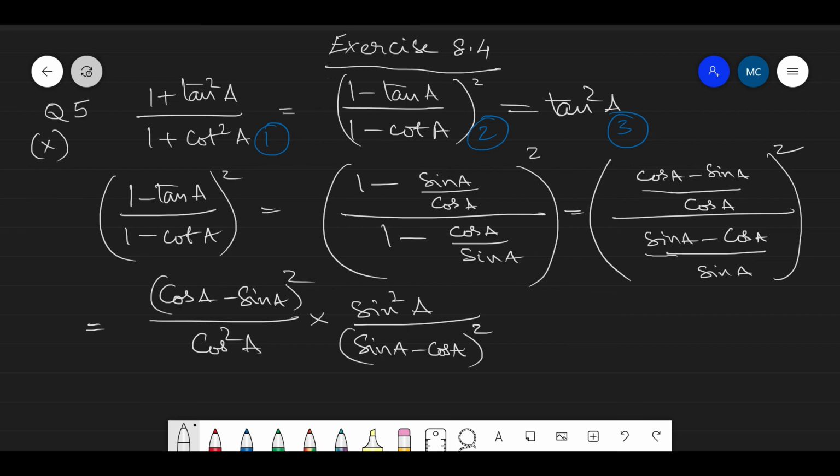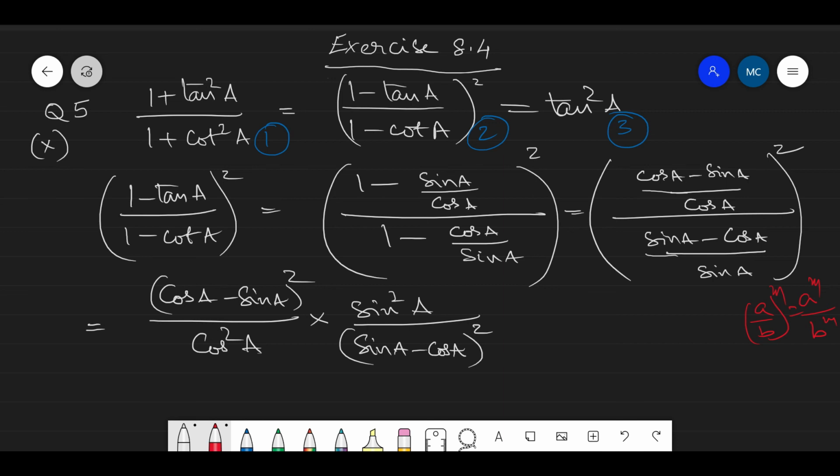See what we are doing here, we are separating the squares for all the things. See, in exponents you have learnt a formula. What is that? A by b whole power m is equal to a power m by b power m. So using that formula we expanded, we simplified, and we are getting like this: cos A minus sin A whole square by cos square A into sin square A by sin A minus cos A whole square. See, we did this because one fraction and another fraction for the division, second fraction will become reciprocal and product.